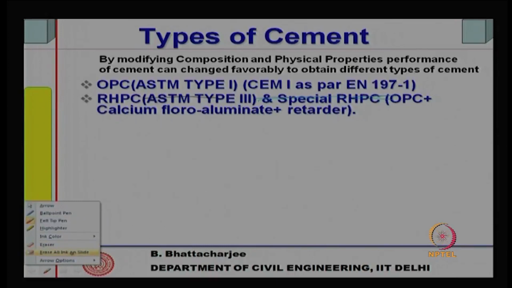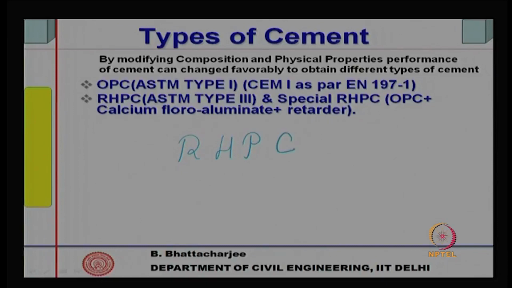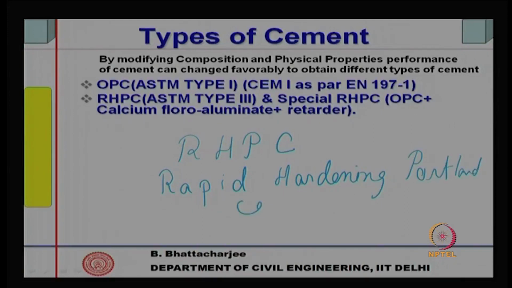Then the next cement is rapid hardening Portland cement, RHPC, which stands for rapid hardening Portland cement. It is ASTM type 3. In Indian code of course there is RHPC.